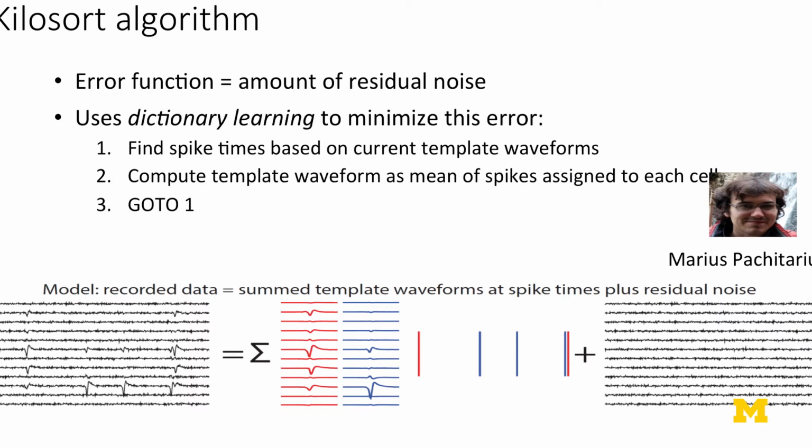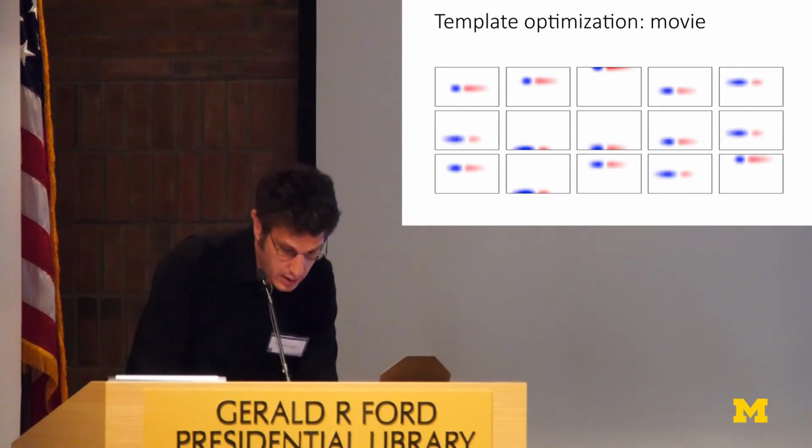And it does that using a technique called dictionary learning, which is an alternation of 2 steps. First, given some template waveforms, you find the best spike times to reduce the error function as well as you can. And then second, given the spike times, you re-estimate the template waveforms, and you go back and forth between these 2 things until the algorithm converges, resulting in the maximum amount being explained by the signal and the minimum amount by the noise. So this shows it in action.